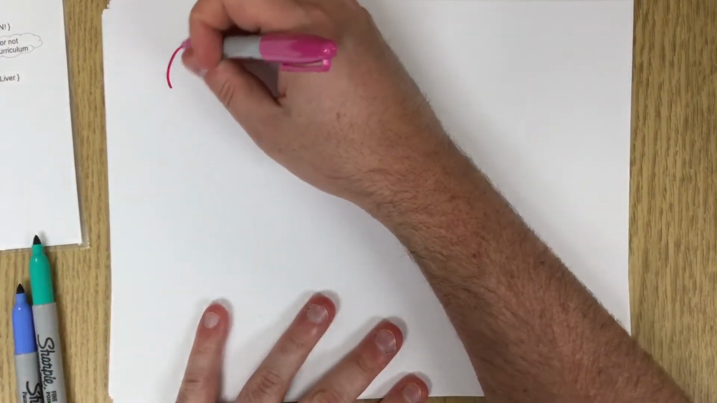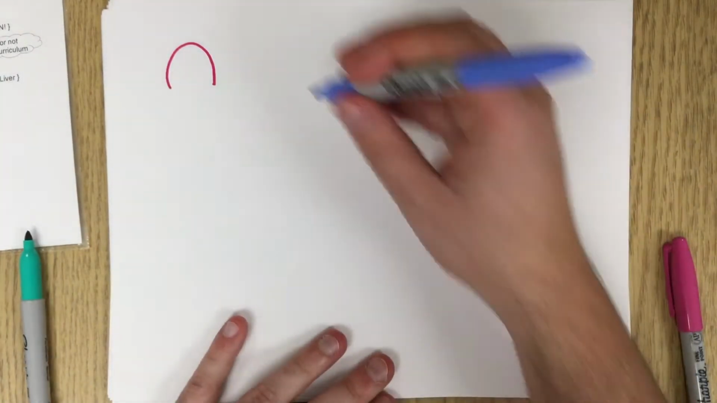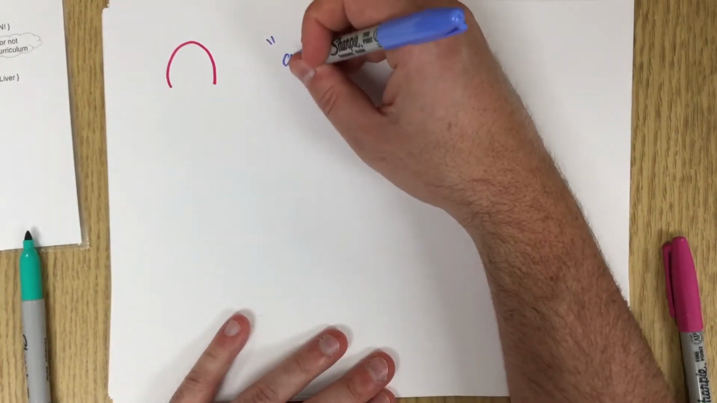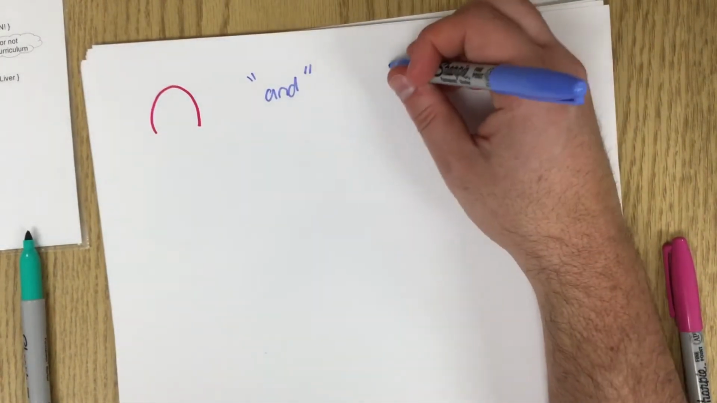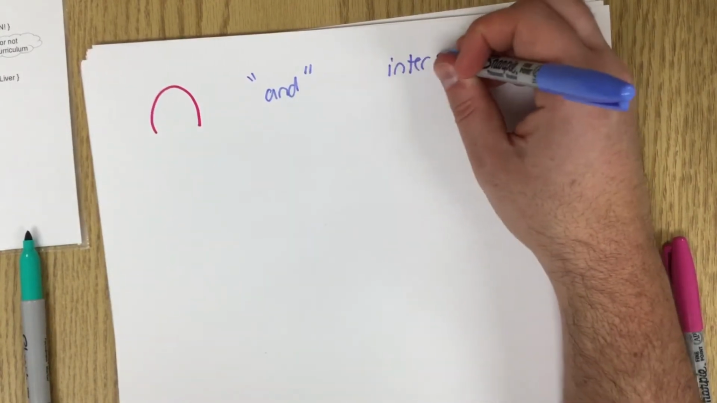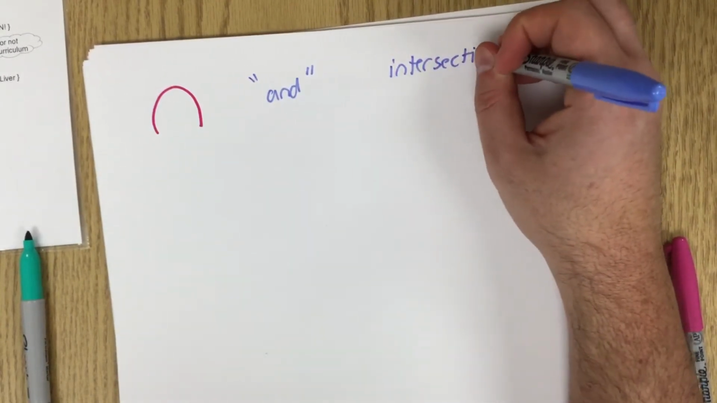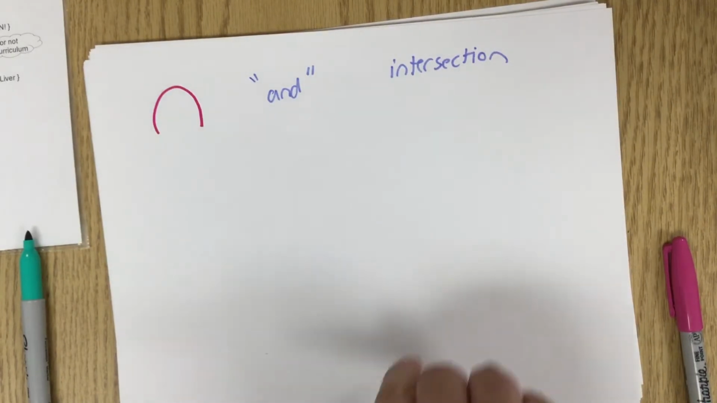Now we're going to do some symbols for those. The first symbol is going to be this kind of upside down U, and that is going to be the symbol for and. Sometimes the word we use for that is intersection. So the intersection between two things is something and something.